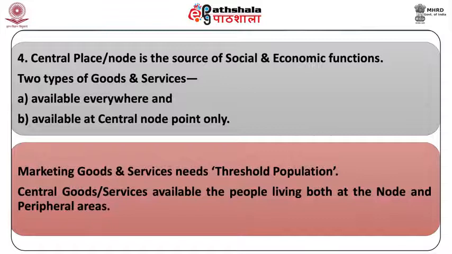I need a minimum number of consumers who can purchase so that I can at least enjoy my little bit of profit. Otherwise, I will shut down my shop. So that is the fundamental principle, and this is called the threshold. And the central level functions are, in a very simple sense, not available everywhere.